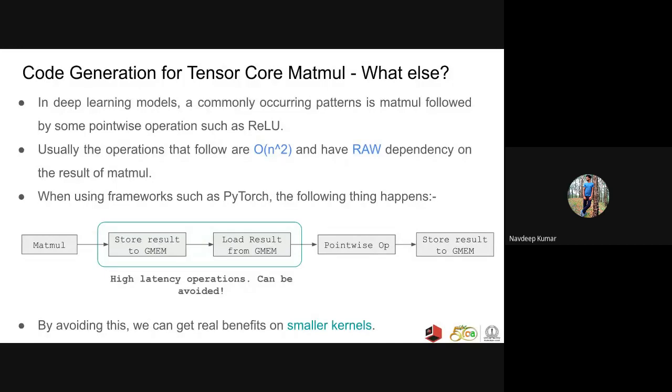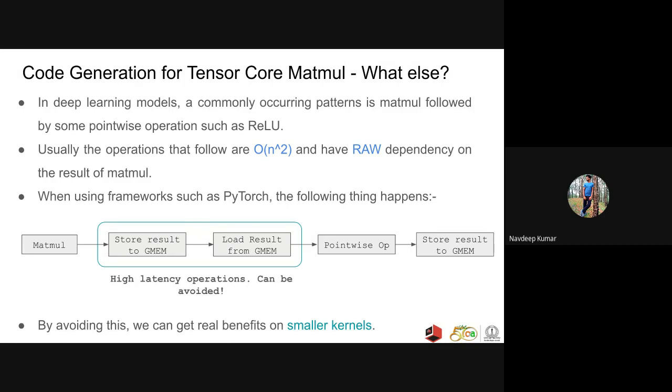So matrix multiplication, from what we have seen, looks all good, but what more can we do? It's a common pattern in deep learning models that matrix multiplication is followed by some pointwise operations such as ReLU, which may again be followed by something such as bias addition. Usually the operations that follow are order n square operations that have a RAW dependency on the result of the matrix multiplication.